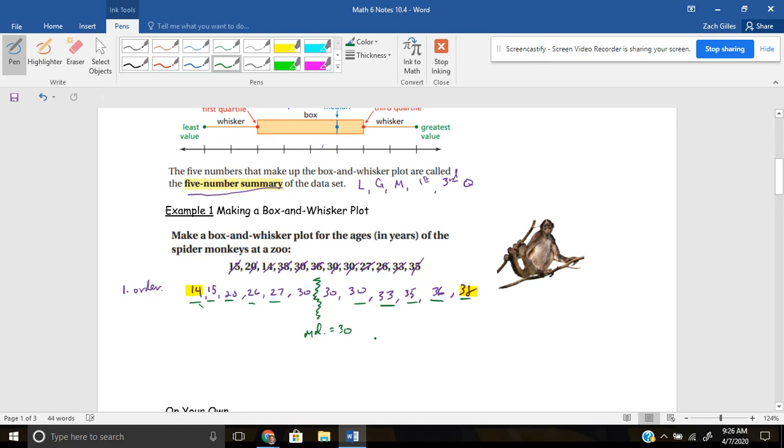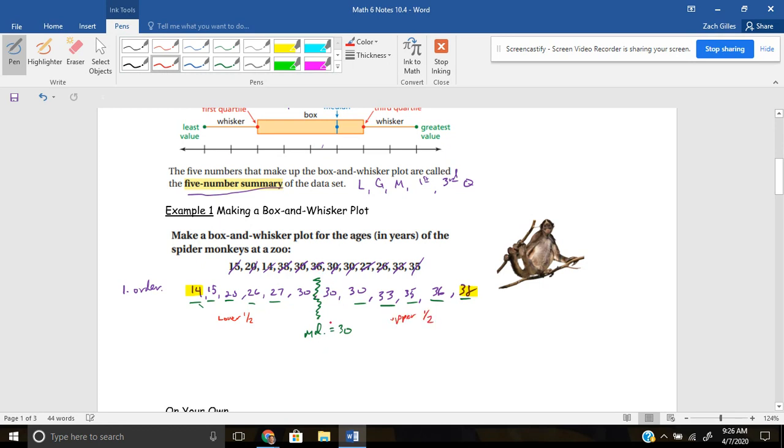Okay. And then, lastly, I need to find the first quartile and the third quartile. And remember, to find those, that's just the median of this set of data and the median of this set of data. So this would be considered the lower half. I'll write that in the lower half of my data, and this would be the upper half.